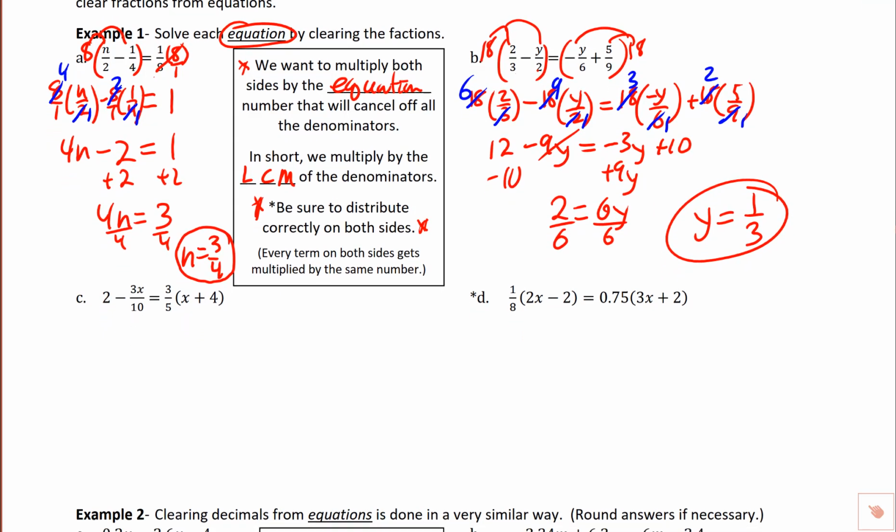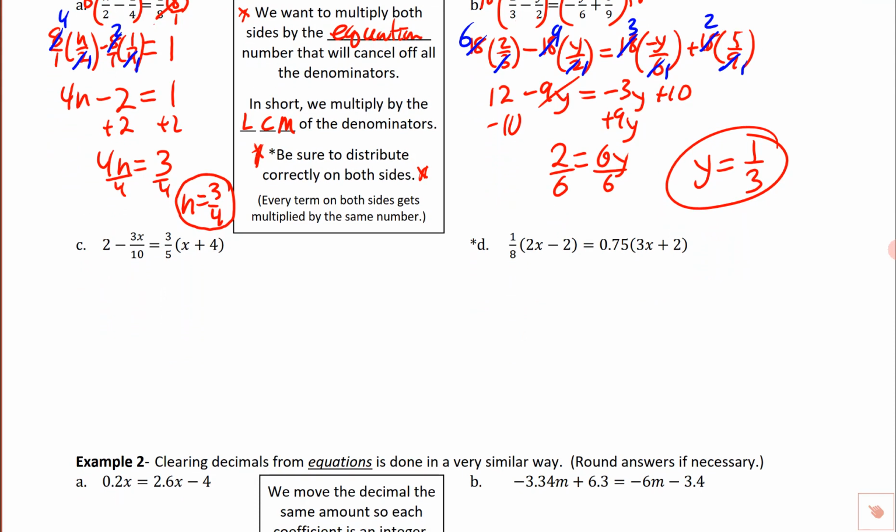So let's take a look at these next ones. We've got C here, and you'll notice that we've got no denominator here. I mean, technically we could put a 1 there, and then we've got a 10, and then we've got a 5. And because this is in parentheses, this is all one term. So if we wanted to, we could have written that side as 3x plus 4 in parentheses over 5. So you'll notice there is just one denominator on that side. I'll go ahead and get rid of this right here. So this is what we're going to do.